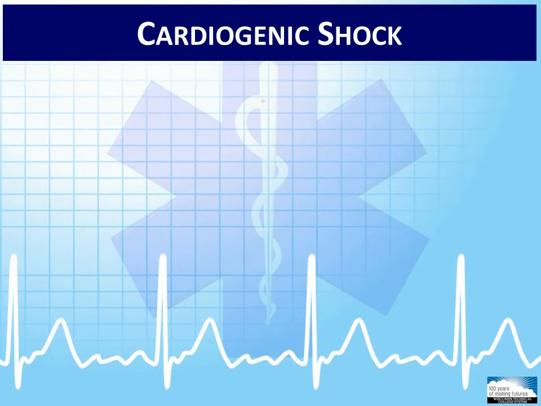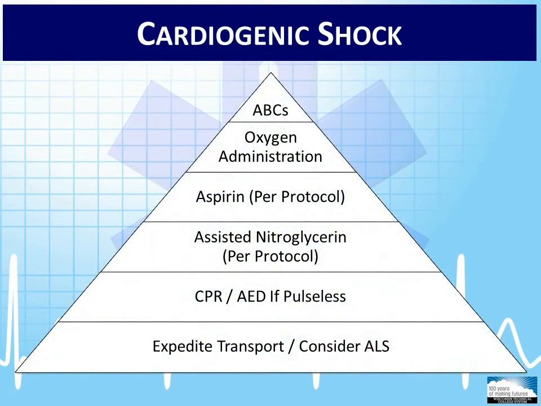Management of a patient in cardiogenic shock will differ from patient to patient. If the patient appears to be suffering from an acute myocardial infarction, administration of aspirin along with patient-assisted nitroglycerin may be warranted by local protocols. If a patient is pulseless, CPR should be performed and an AED applied for potential defibrillation.